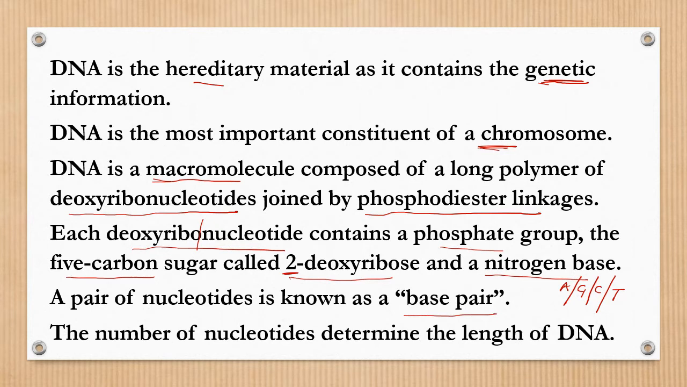It is a one mark question: what is a base pair? A pair of nucleotides is known as a base pair. The number of nucleotides determines the length of the DNA. So the DNA length depends on the number of nucleotides. If the number of nucleotides is more, the length of DNA is more.